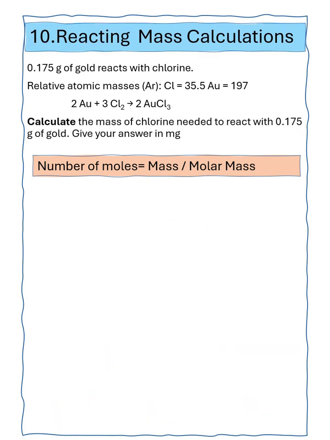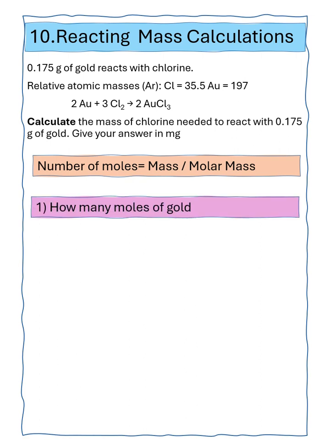Question 10 says we've got 0.175 grams of gold reacting with chlorine. We're given the chemical equation and we're asked to calculate the mass of chlorine needed to react with 0.175 grams of gold. We've got to give our answer in milligrams. The equation we're going to be using is number of moles equals mass over molar mass throughout the question. And the first thing we've got to do is calculate how many moles of gold we've got.